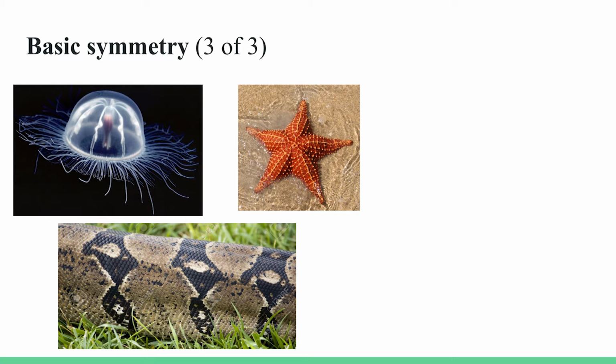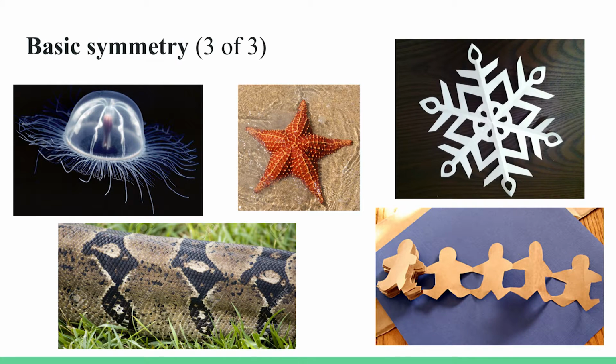Finally, basic symmetry. Symmetry is a very important way to classify animals. Radial symmetry, bilateral symmetry. Snakes have translational symmetry here, and you probably know what I'm about to say. Paper cutting. We all like paper cutting.